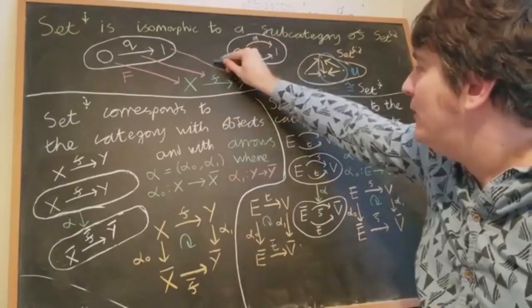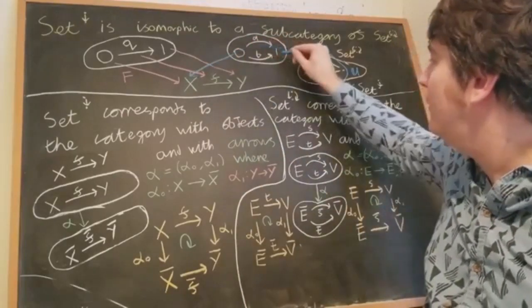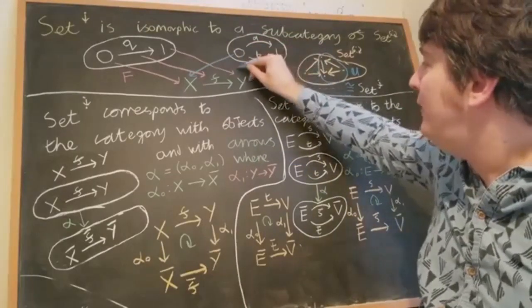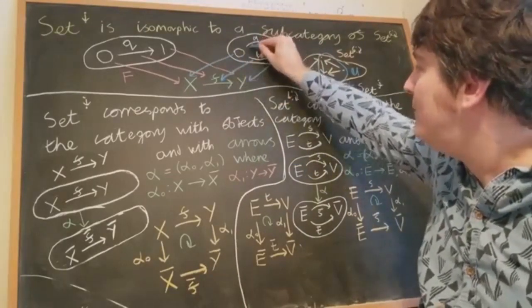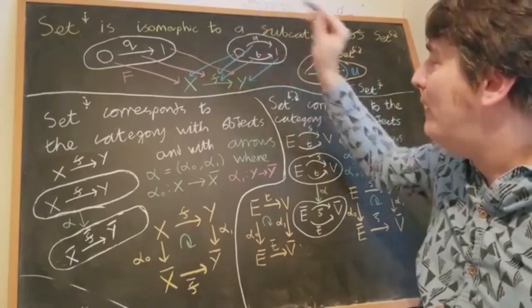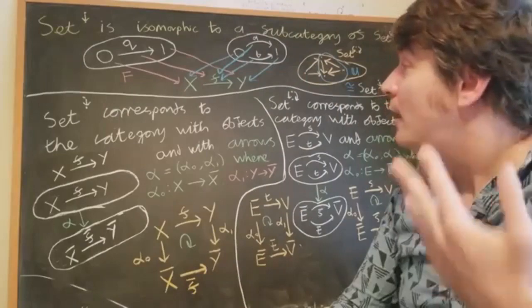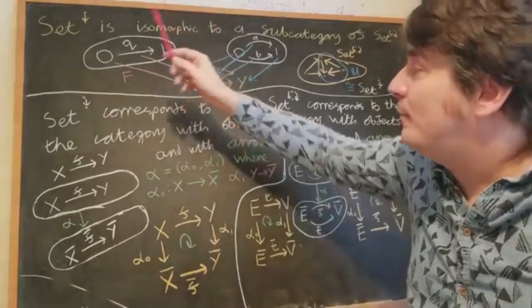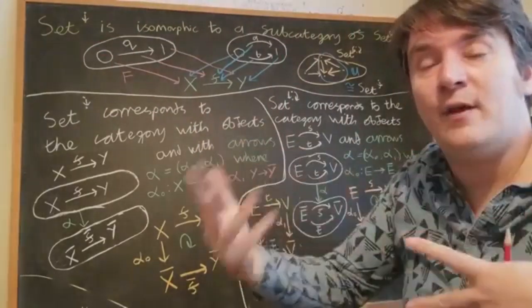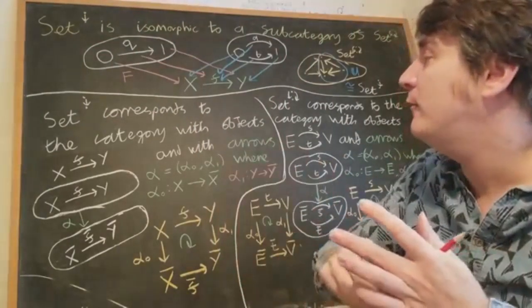We'll just send 0 to x, 1 to y, and we'll send both of these arrows here to the same thing. We'll send both of them to f. Okay? So let me just go through the kind of simplest view of this category and this category so I can make this kind of relationship more transparent.